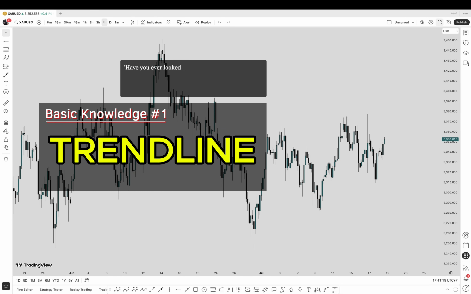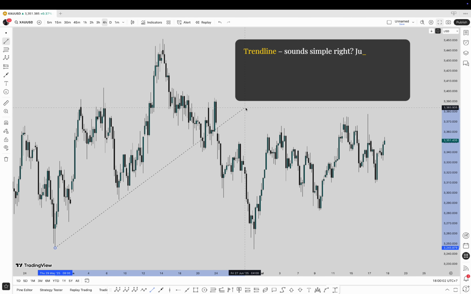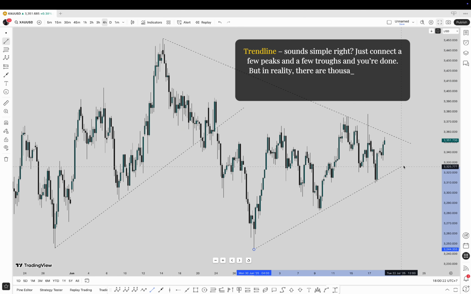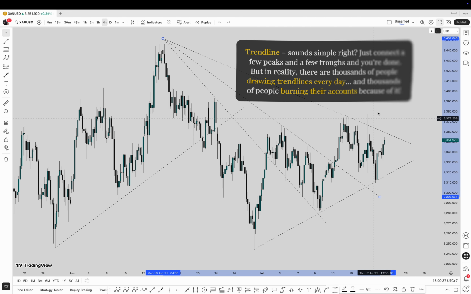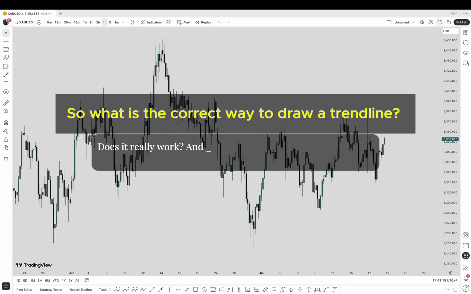Have you ever looked at a chart and thought, price is following this trend line, then entered the trade, but a few minutes later, the market turned around and cut your losses painfully? Trendline. Sounds simple, right? Just connect a few peaks and a few troughs and you're done. But in reality, there are thousands of people drawing trend lines every day, and thousands of people burning their accounts because of it. So what is the correct way to draw a trend line? Does it really work? And most importantly, how to avoid being fooled by the market with the line you draw?